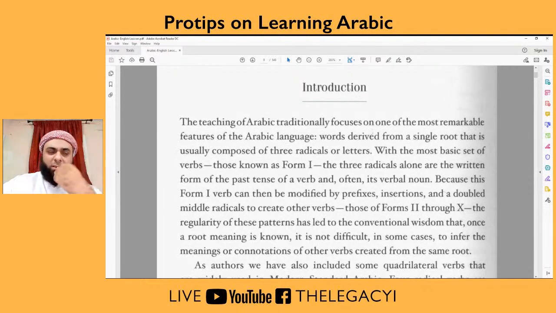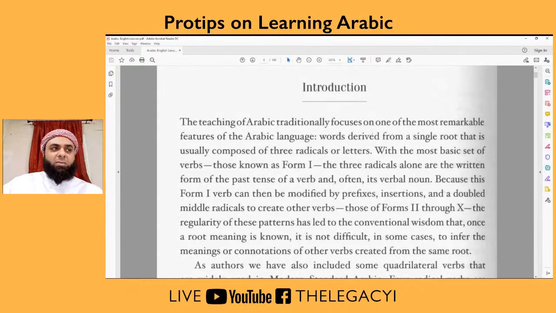And anyways, continuing the same introduction, with the most basic set of verbs, those known as form 1. This is basically verbs that are fa'ala, from the fa'ala pattern, as opposed to fa''ala and af'ala and istaf'ala and so forth. These are various patterns. In English, they typically refer to them as form 1, form 2, all the way through form 10. These are the different forms that a verb can take, all coming from a single root.